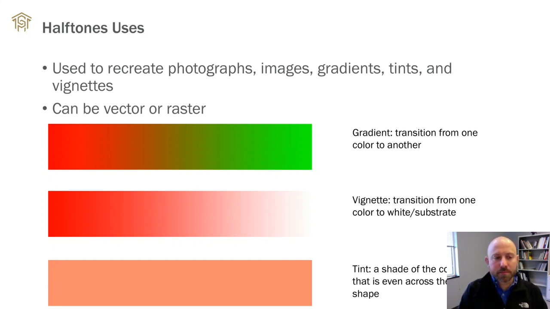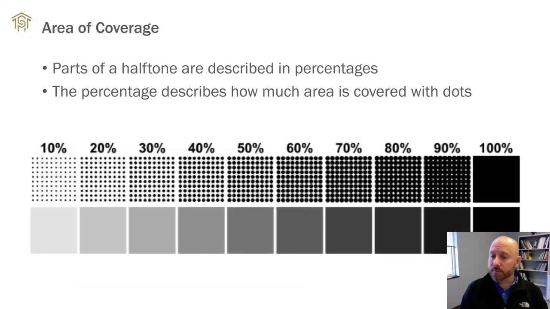So it sounds pretty simple. Really, photographs and these three things, that's really what halftones are used for. But these things are very, very commonly used. Another thing just to point out is that this can be, again, vector or raster. So this plays a part regardless of the form of artwork that we're using.